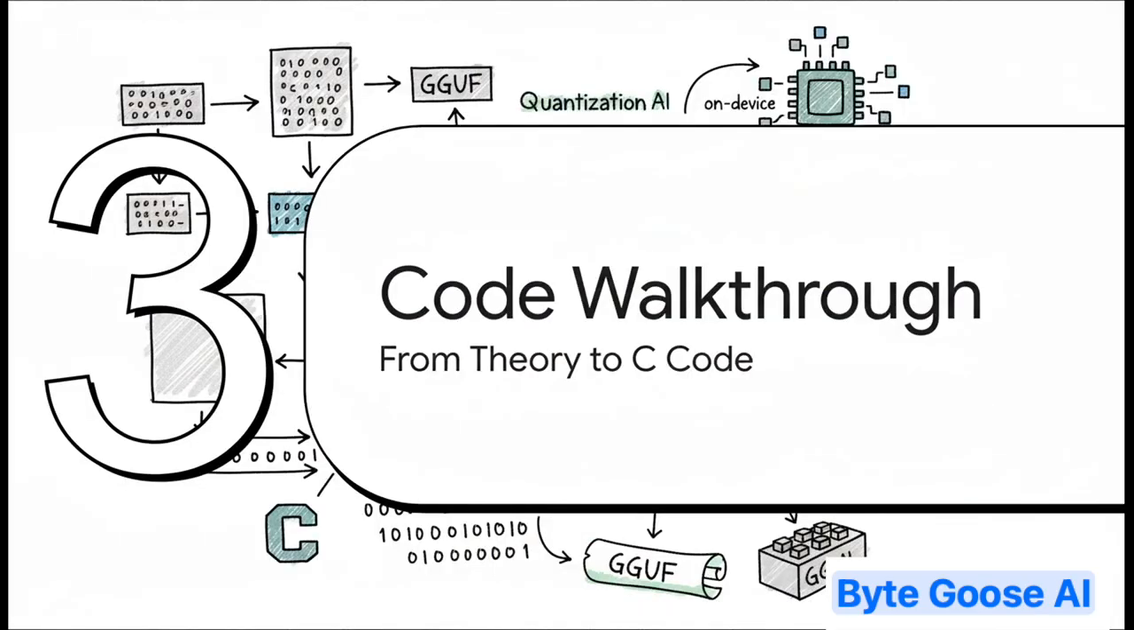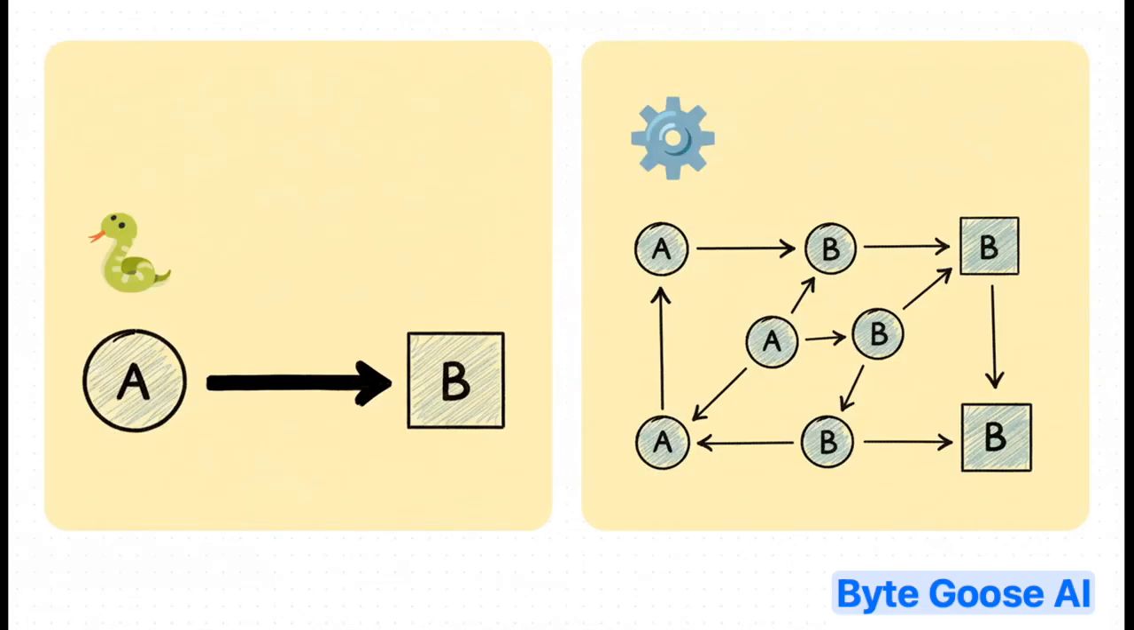Okay, enough theory. Let's see what this actually looks like in practice. We're going to dive into some real low-level C code. We'll just do a simple matrix multiplication, but you'll see how every single one of those concepts we just talked about fits together perfectly.